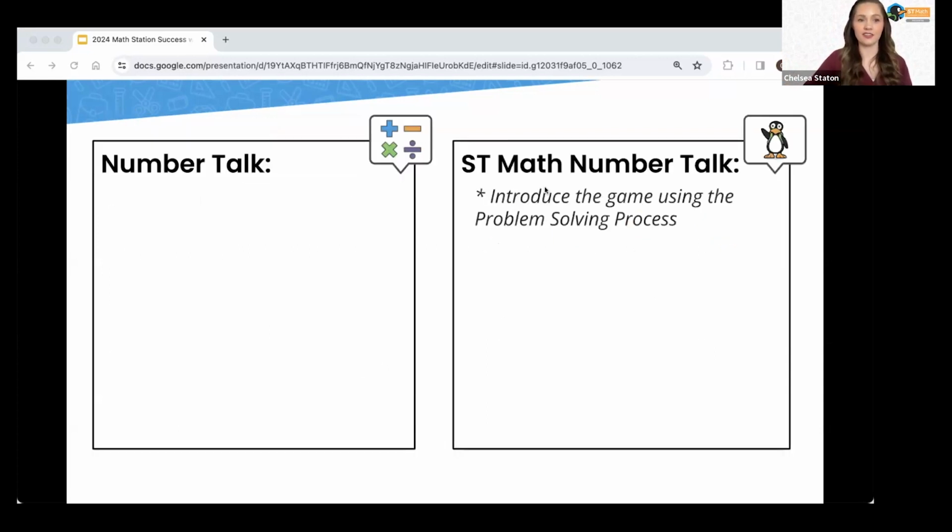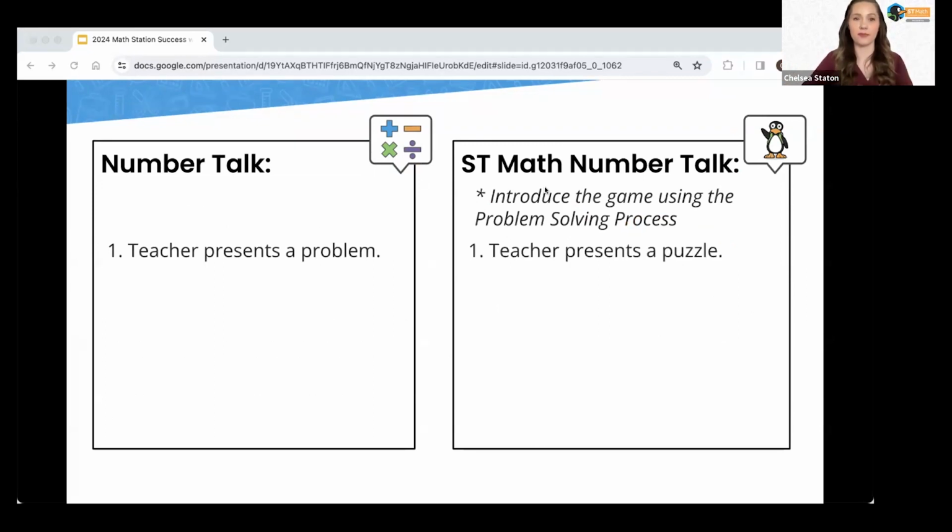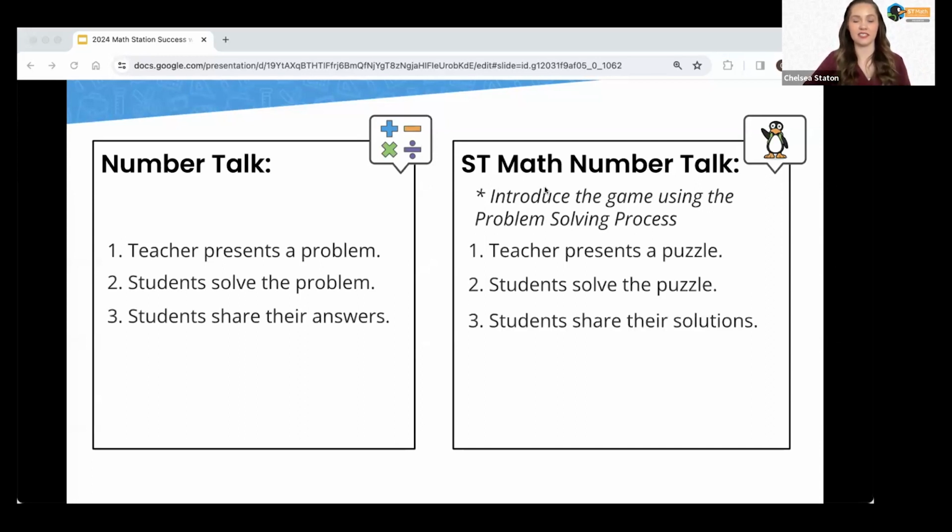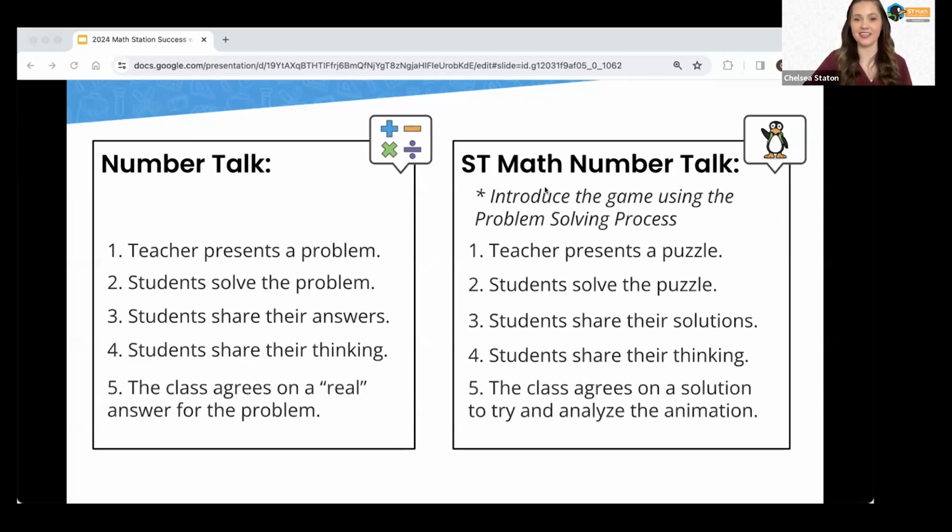And then a puzzle talk is going to be very similar. Instead of the teacher sharing a problem, the teacher is going to pull up an ST Math puzzle. Students are going to solve the puzzle independently and then be given time to share their answers along with their thinking about how they got that answer. And then we're going to try it out. Now, the best thing about this is that when we try it out, we get that proof. We get to watch what happens through those animations in ST Math. So even if we were to try out the incorrect answer, we still get that feedback and can make adjustments. Then not only are we getting students to talk to each other, we're now modeling that problem-solving process as well.